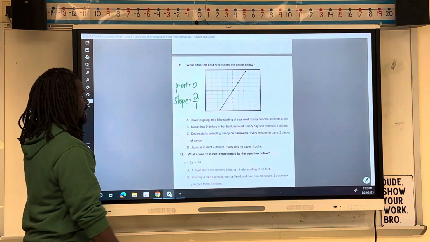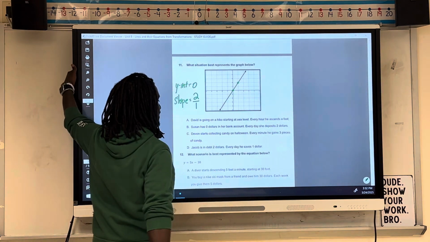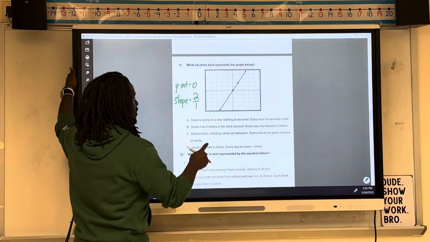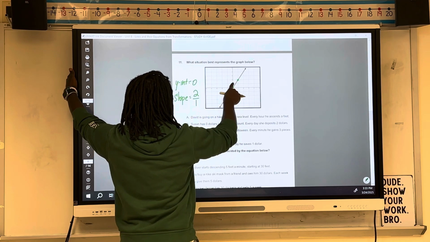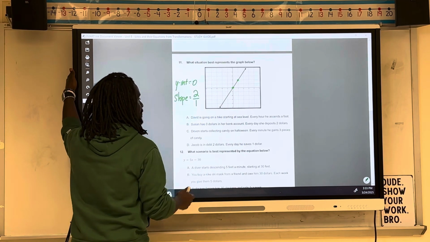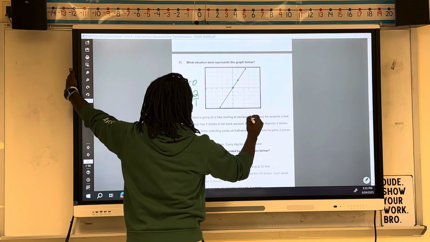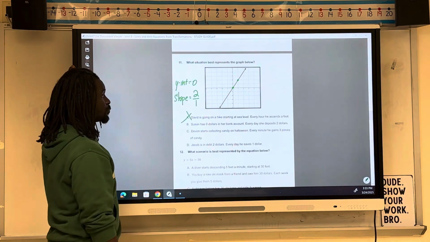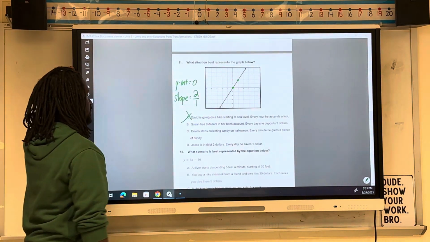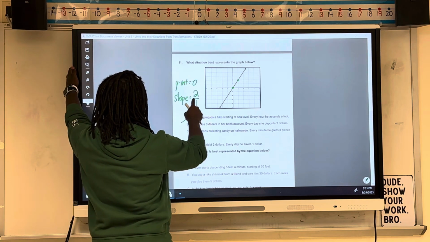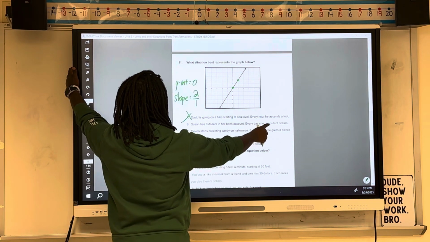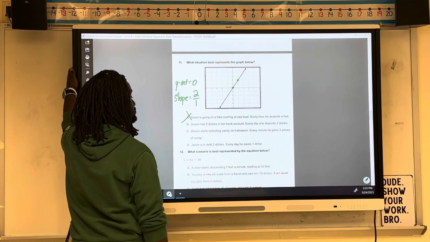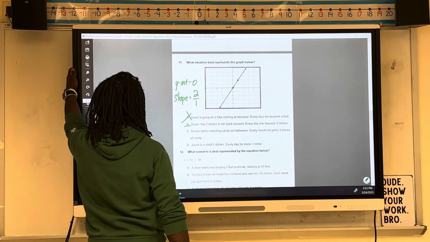Every hour he ascends a foot. Because my slope is 2/1, it's up 2 over 1. That's my slope, that's my rate of change. That has a slope of 1, so that's not correct. Susan has $0 in her bank account. So that matches the y-intercept. Every day she deposits $2. So that could be an answer choice.